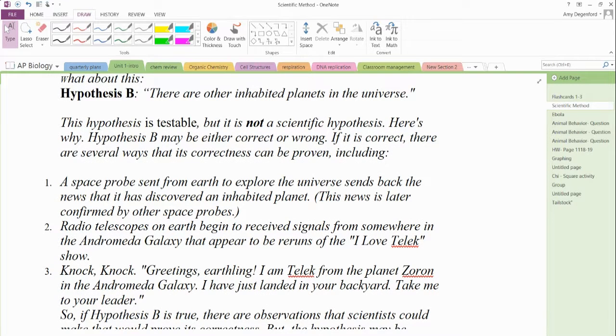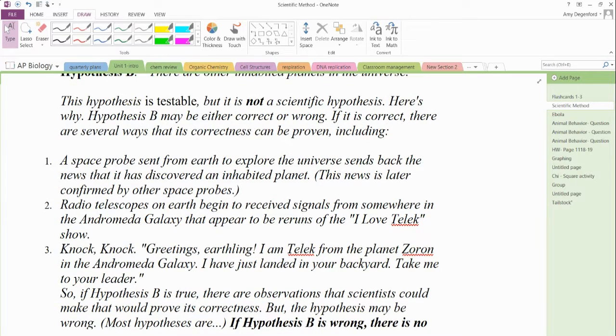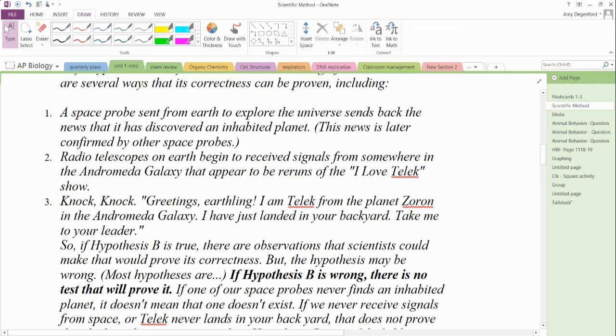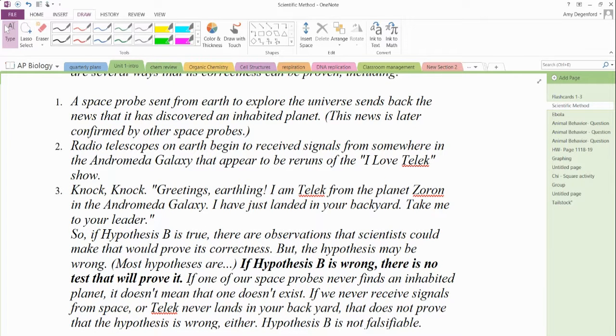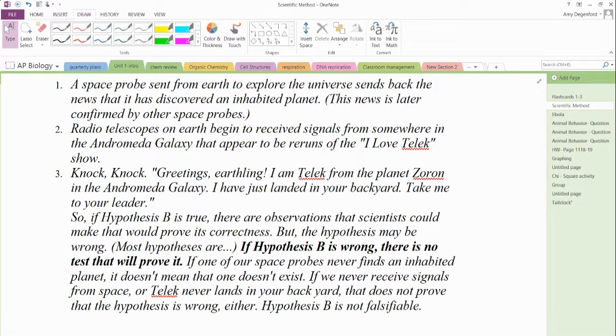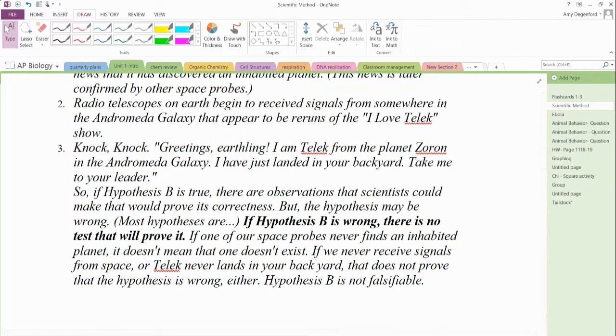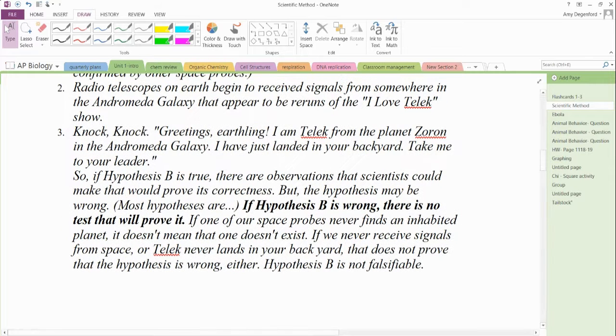If it is correct, we can determine that because of several things. We could have a space probe sent from Earth to explore the universe, and it sends back the news that it has discovered an inhabited planet. And then this is later confirmed. You could have radio telescopes on Earth beginning to receive signals from somewhere in the Andromeda galaxy that appears to be reruns of the I Love Telek show. And thirdly, we could have a visit.